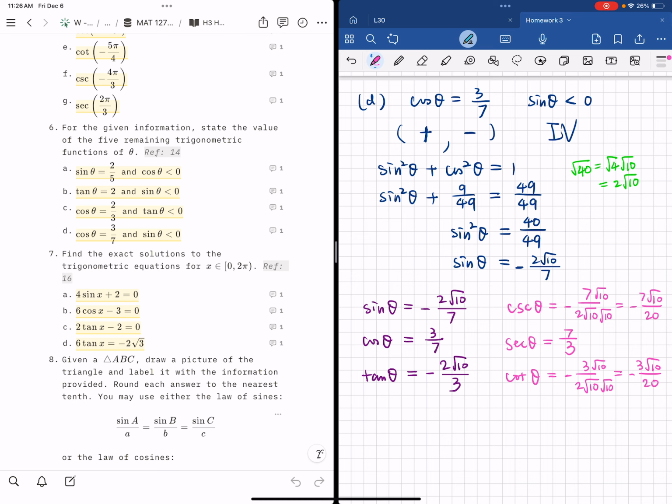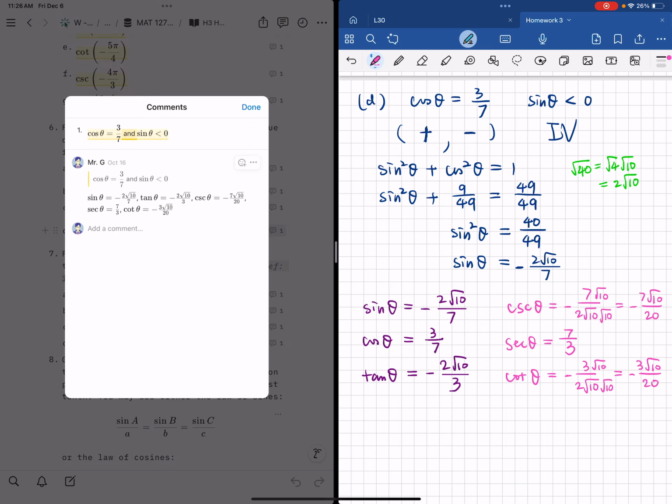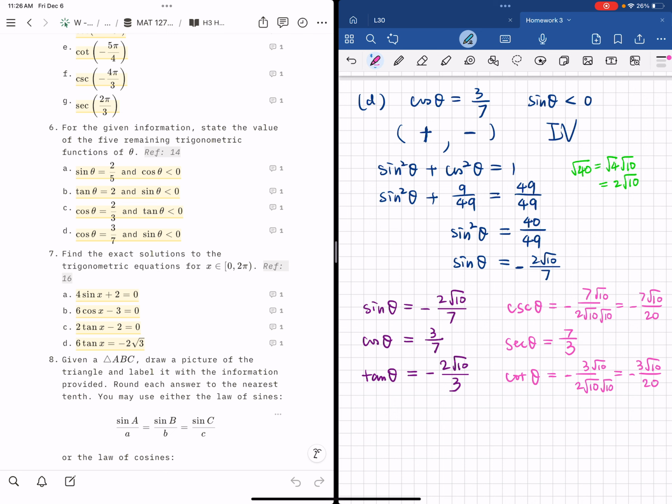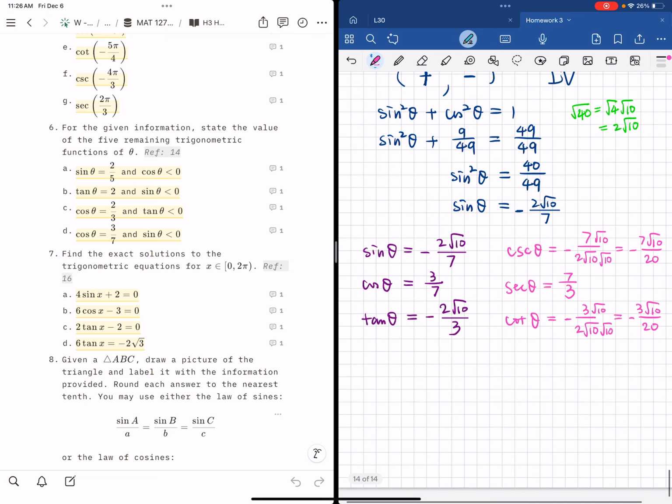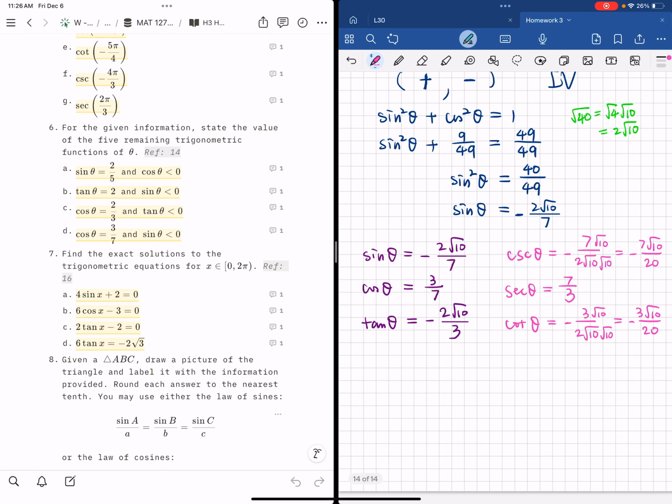Let's check to see if our answers are correct. Sine is negative 2 radical 10 over 7. Tangent, negative 2 radical 10 over 3. Cosecant, negative 7 radical 10 over 20. Secant, 7 over 3. Cotangent, negative 3 radical 10 over 20. Okay, perfect. And that is number 6. I know, a lot of work.